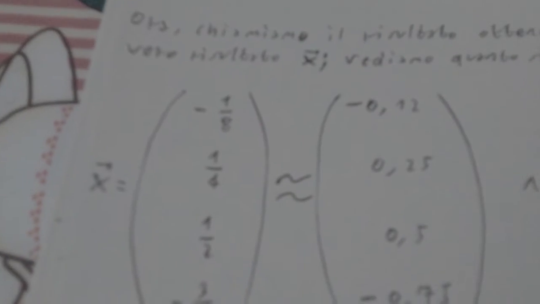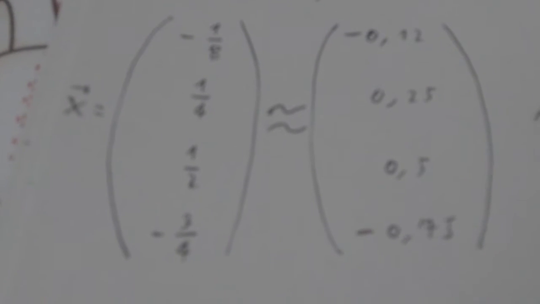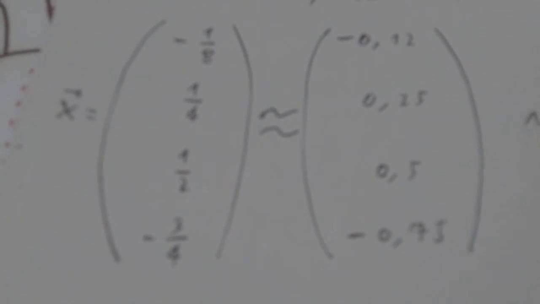Now, to be fair, I wasn't actually happy with this result, and I wanted to know how precise those values were. And so I basically did this problem in the old-fashioned way, with substitution, and so on. So the real values, not the ones that I found with the iterations, are actually x equal to negative 0.12, y equal to 0.25, z equal to 0.5, and w equal to negative 0.75.